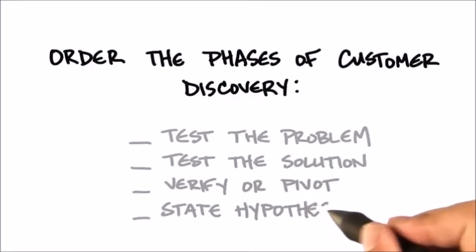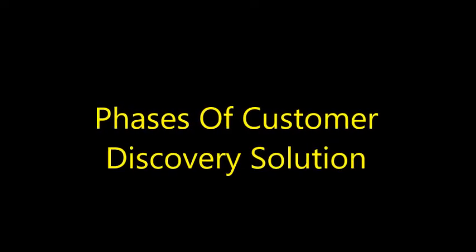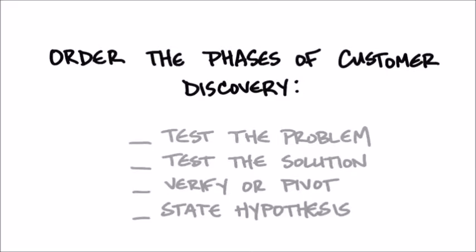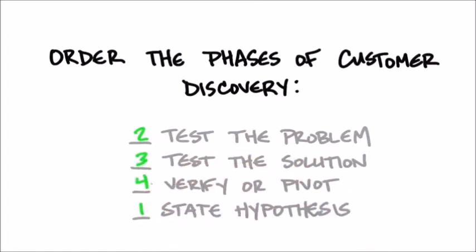So earlier we looked at the 4 phases of the entire customer development process, but now let's take a look at the customer discovery process itself and order its phases. And so the phases of customer discovery start with stating your hypotheses, testing the problem, testing the solution, or verifying, or pivoting.